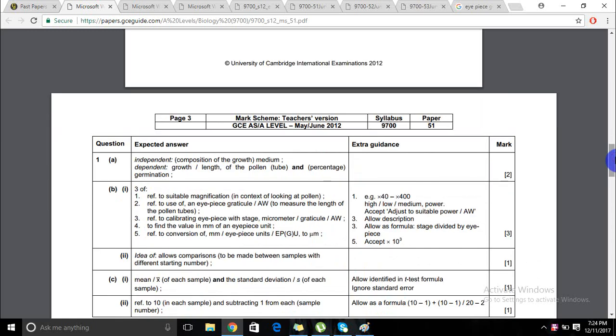3, reference to suitable magnification from 40 to 400 times. Yep, use of eyepiece graticule, 1 mark. Calibration of eyepiece graticule with micrometer, 2 marks. And to find the value in millimeters of an eyepiece unit, 2 marks. And conversion, 3 marks guaranteed. This is basically theoretical. Just take a look at the topic about it in AS.